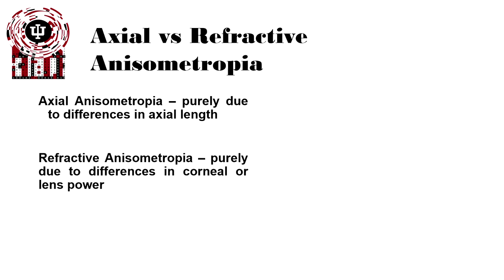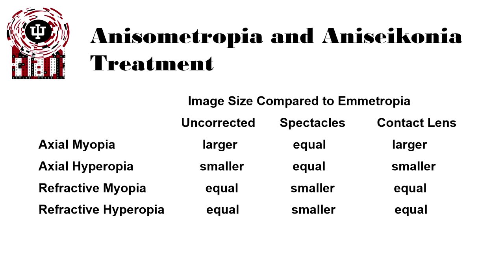Usually when we talk about this stuff, we think of the anisometropia as being due to either axial or refractive causes. Axial anisometropia is purely due to differences in axial length. Refractive anisometropia, however, purely refers to differences due to changes in the power of the cornea and or the lens. This ultimately creates a decision paradigm when we know that the problem is purely axial versus purely refractive.